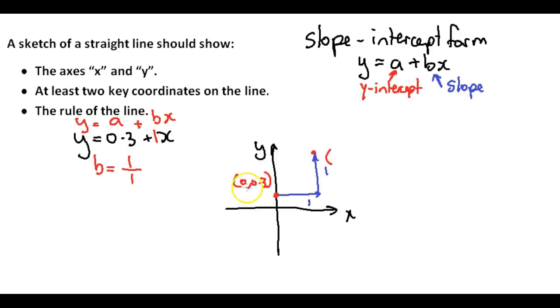Now once again we know where we are, so we started at x equals 0, went across 1, we're now at x equals 1. We started at y equals 0.3 and we went up 1, so now we're at y equals 1.3. And so now let's sketch our straight line in. And there it is. And label it with its rule, y equals 0.3 plus x.